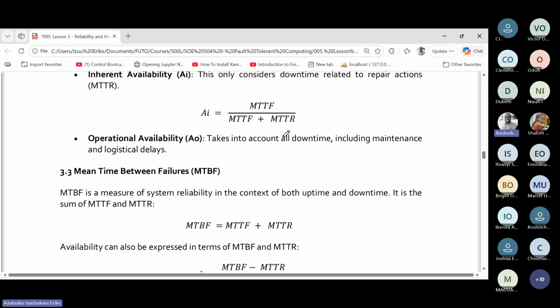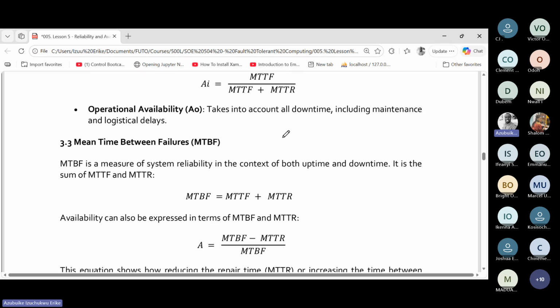Now, another component that we want to bring into availability is mean time between failures, which is the measure of reliability in the context of both the uptime and the downtime. So in between the time it has been operational, what is the availability like? And when you consider it with the time the system takes to come back to operation, even when it has failed, that is the mean time to repair.